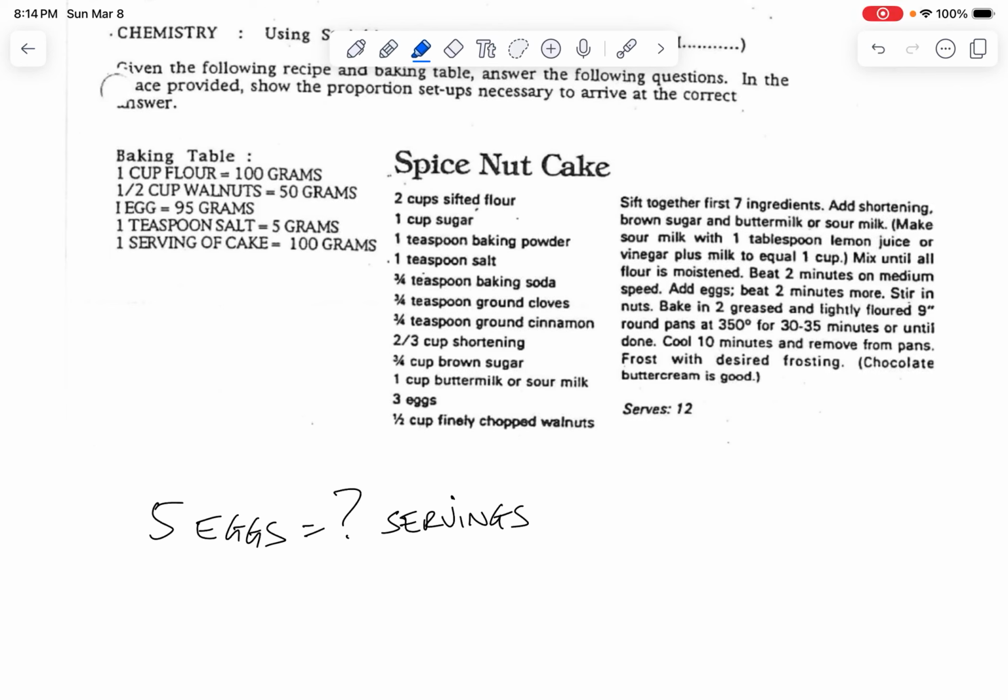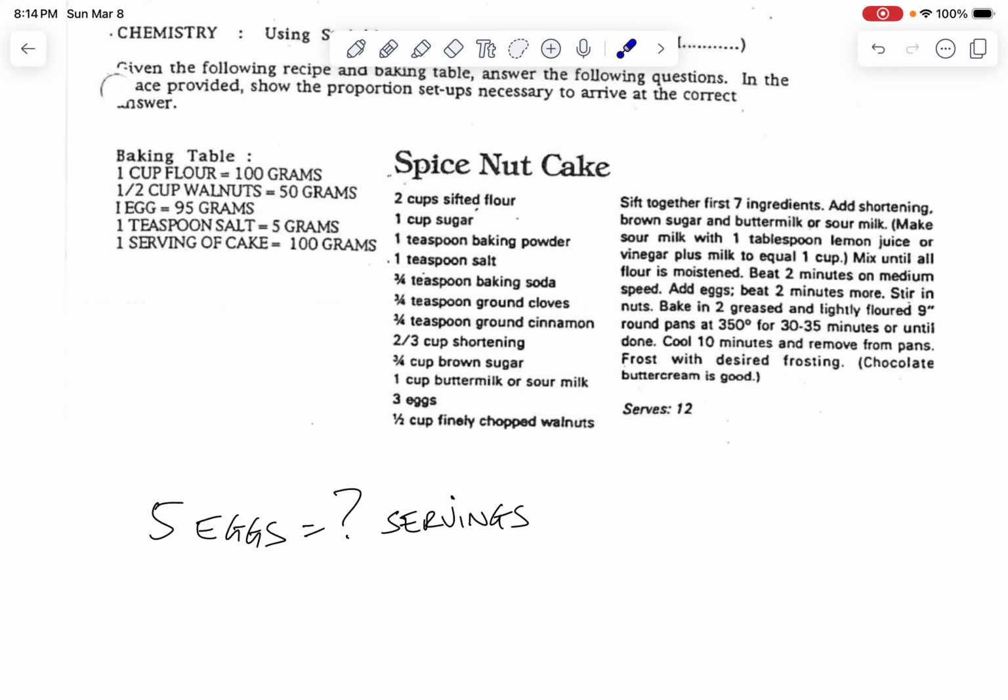What I want to do is introduce this idea of dimensional analysis for you using something that you might be familiar with, a recipe. This recipe is for spice nut cake. It's actually a legitimate recipe, and if you like something that's a little bit sweet but not too sweet, this is a great recipe. Of course, if you have some nut allergies, you can always leave out the walnuts.